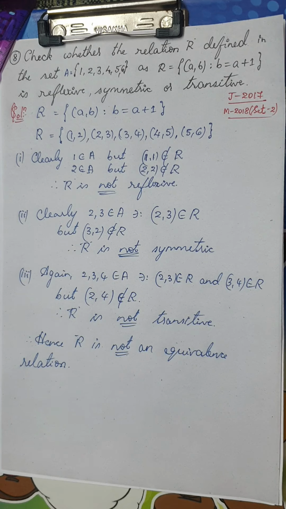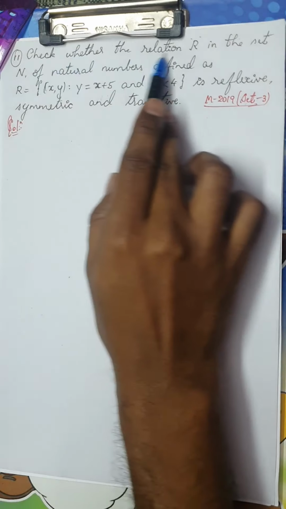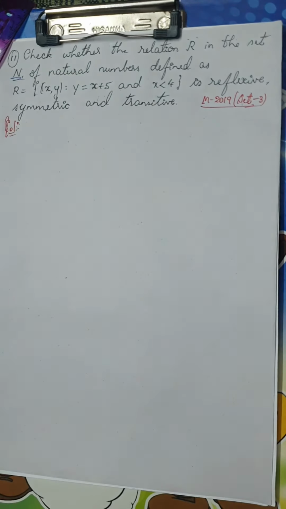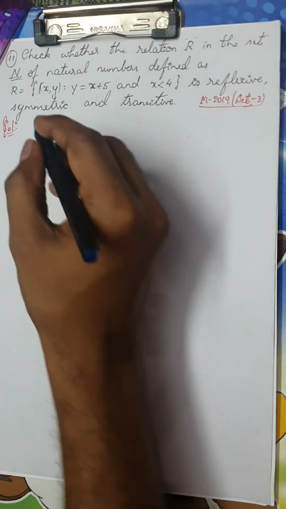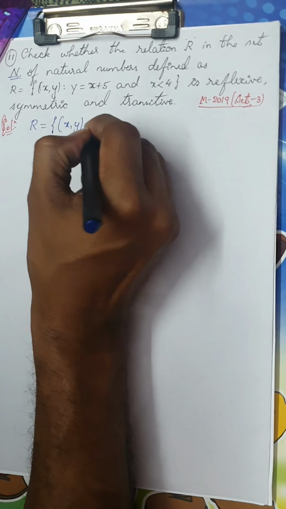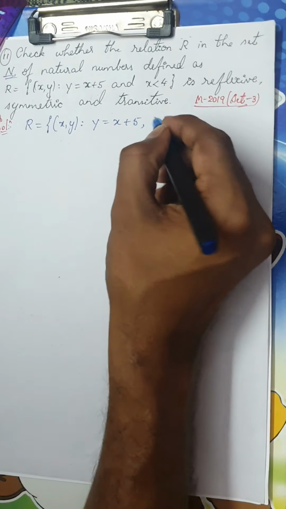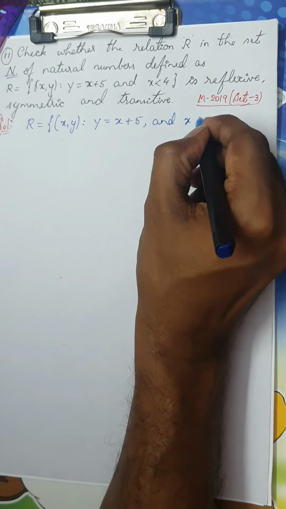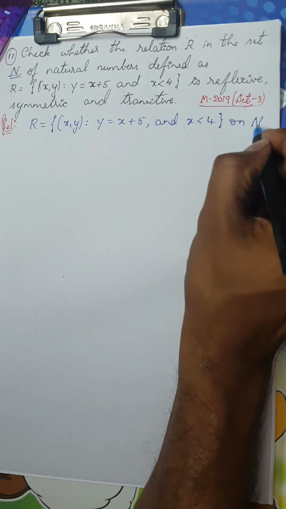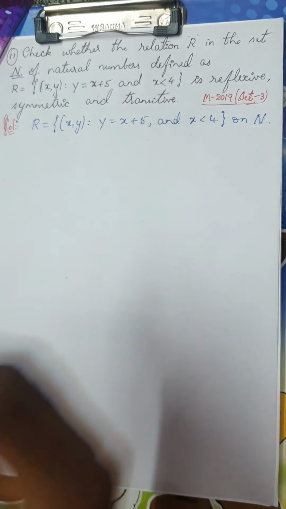Okay, moving on to the next one. We have one more similar question here. Check whether the relation R in the set N, what is the set here? Natural numbers. Set of natural numbers defined as R is equal to the set of all x comma y such that y is equal to x plus 5 and x is less than 4. Which is the set? Set of natural numbers. You have to check whether it is reflexive, symmetric and transitive.